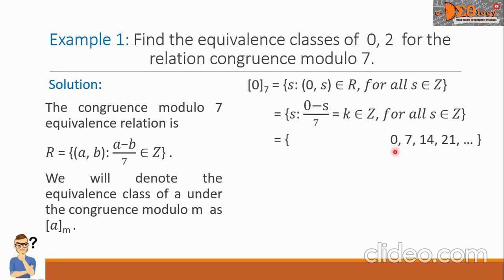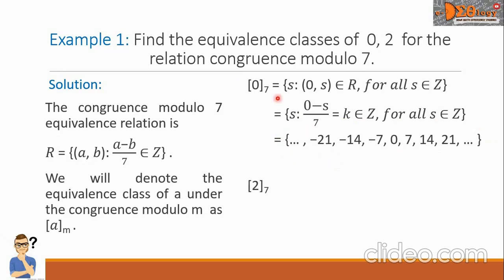On the left side of 0, we will have 0 minus 7, so we will get -7. This -7 minus 7 will get -14. -14 minus 7 is -21. This pattern shall continue as we go on the left side. So these are the elements of the equivalence class of 0 for the relation congruence modulo 7.